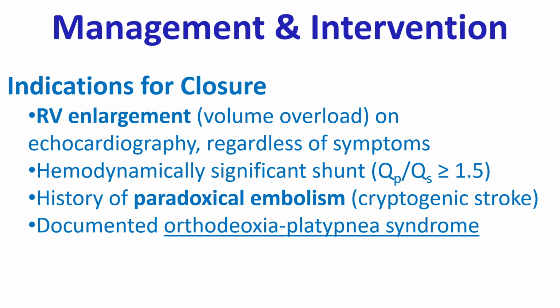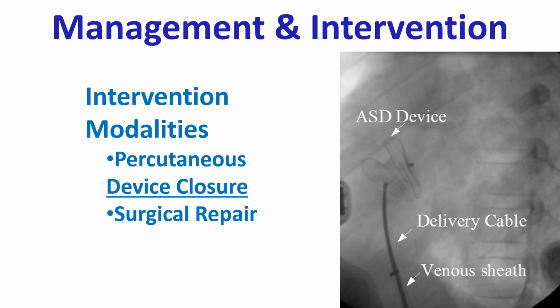Indications for closure: right ventricular enlargement, that is volume overload on echocardiography, regardless of symptoms. Hemodynamically significant shunt, QP/QS 1.5 or more. History of paradoxical embolism, that is cryptogenic stroke. Documented orthodeoxia-platypnea syndrome. Percutaneous device closure is the treatment of choice for ostium secundum defects.